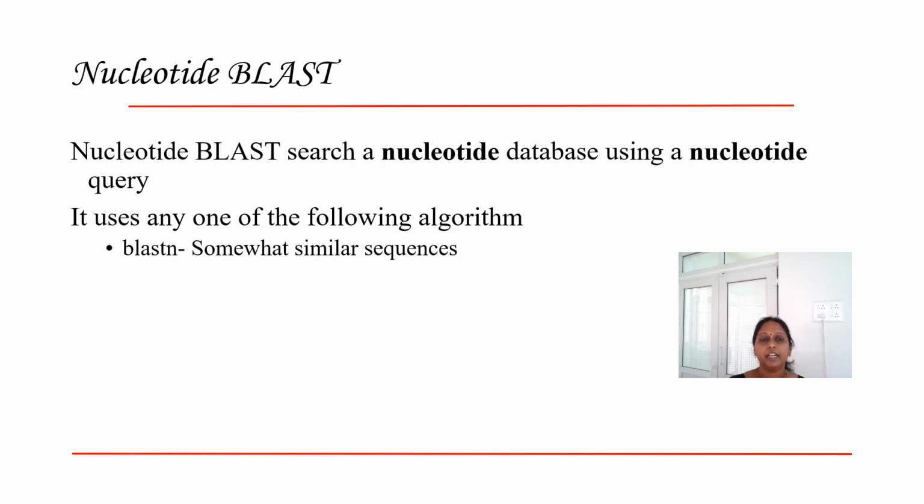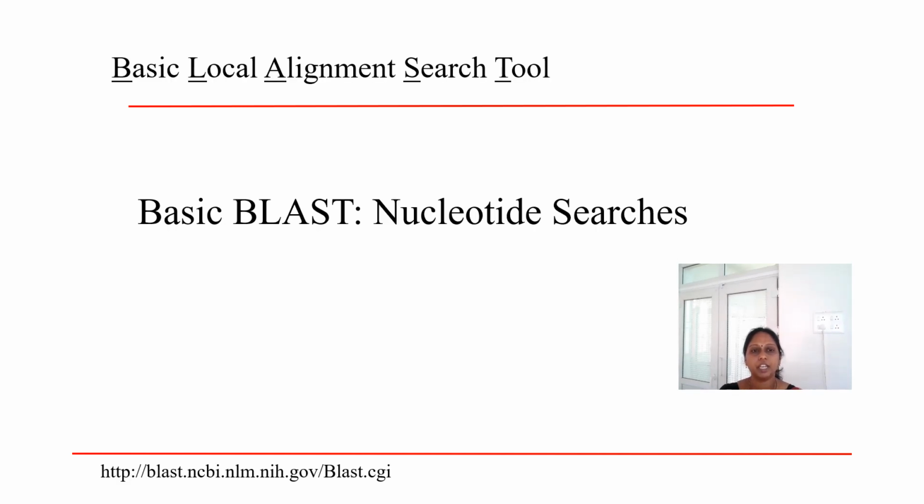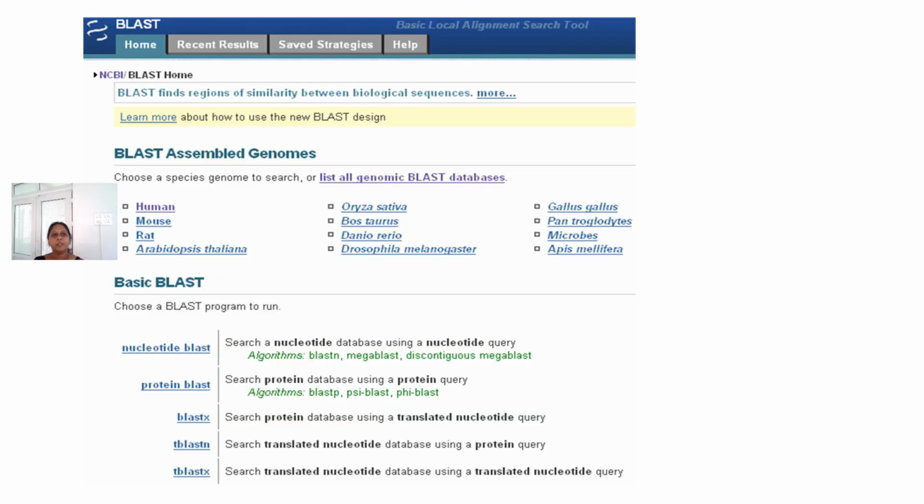So nucleotide BLAST is going to search a nucleotide sequence against a nucleotide database, right? It uses the Smith-Waterman algorithm. We will see the basic BLAST for searching your nucleotide sequence. This will be the home page of BLAST. You can also go for genome BLAST, where you can list all the genomic BLAST databases and take the sequence as a whole, as a genome. So you have some basic BLASTs like nucleotide. These are the different variants.